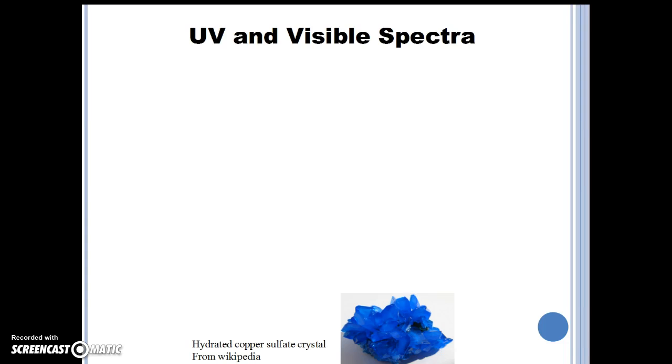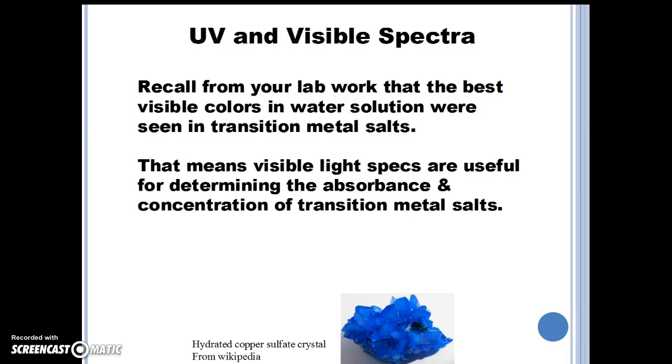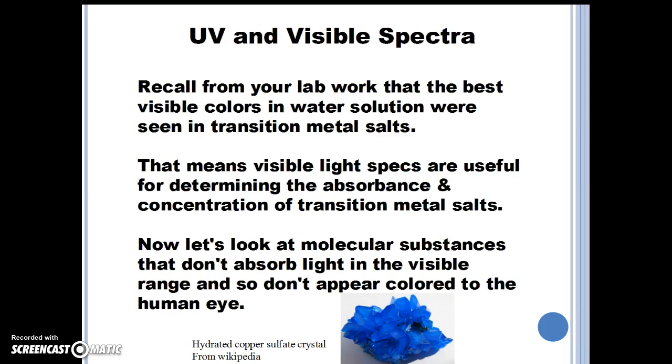In the UV and visible, recall that the best visible colors in water solution were seen in transition metal salts. What that means is that visible light spectrophotometers are useful for determining the absorbance and concentration of transition metal salts, something we'll see when we study the Beer-Lambert law using a transition metal salt, and I believe that would be copper sulfate most likely. Now we can look at molecular substances that don't absorb visible light, and therefore don't appear colored to the human eye.